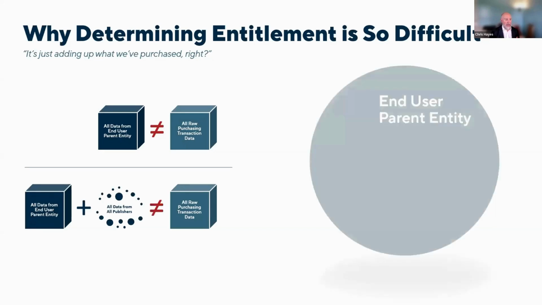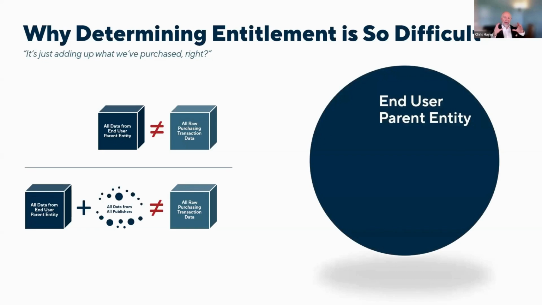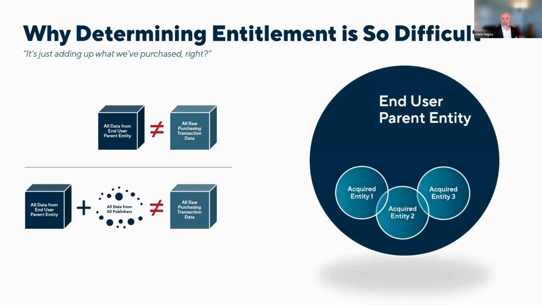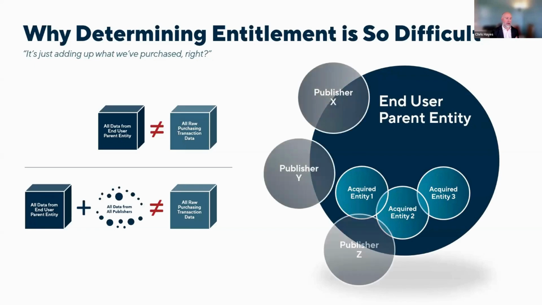The problem is you have an end user entity, your company, but you might have done acquisitions. Did they have separate contracts? Were they retained? Did they have specific terms and conditions? Were they novated over? Were they moved to your parent entity? What did that history look like? You've got to account for all of that, the basis and the history, to understand your current level of entitlement.